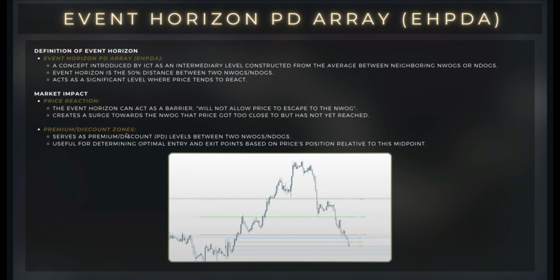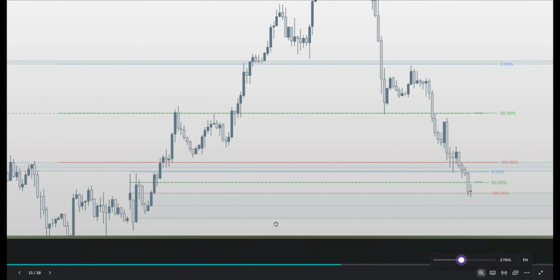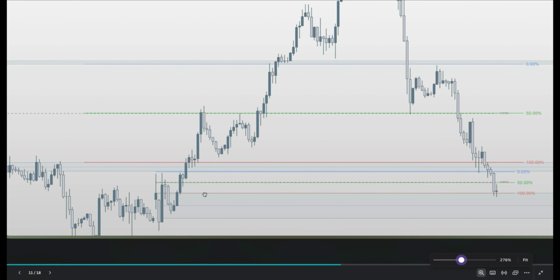Now, premium/discount zones serve as a premium/discount level between two NWOGs/NDOGs, useful for determining optimal entry and exit points based on price's position relative to this midpoint. Now let me zoom in to show you what I'm trying to do here. Okay, so as you can see, I set my fib level from the edge of this NWOG to this edge of the new week opening gap. And that is how you get the 50%.